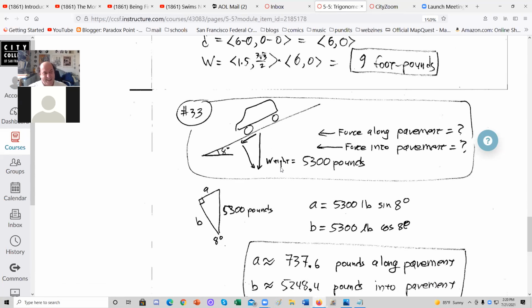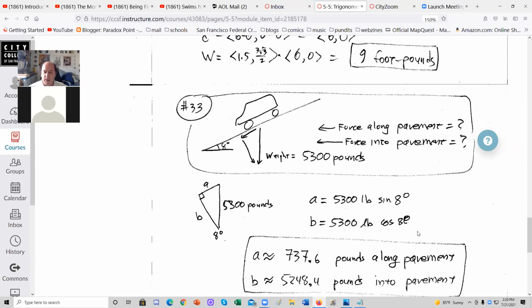Anyhow, when we draw a triangle, a right triangle, 5,300 pounds down, here's a right angle here. A is the force along the pavement, B is the force into the pavement. Here's an angle of 8 degrees. By basic right angle trig, A over 5,300 is sine of 8 degrees, so A equals 5,300 pounds times sine of 8 degrees. B over 5,300 pounds is cosine of 8 degrees, so B equals 5,300 pounds times cosine of 8 degrees.